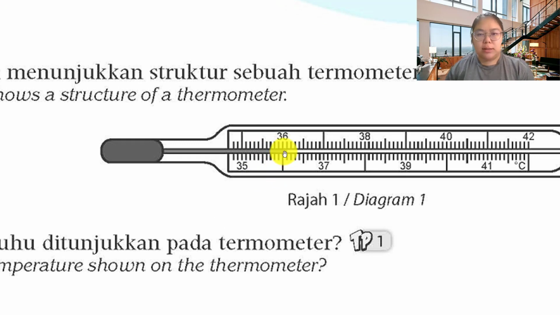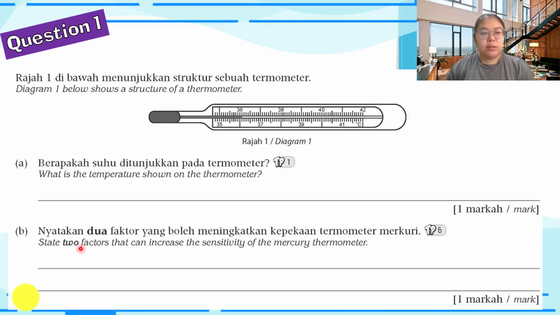So 36, after that this one should be 37. We find inside there are 10 divisions. So this one should be 36.1 degrees Celsius. Okay, so we check the answer. The answer is 36.1 degrees Celsius. Remember to write your unit. Now we go to B.